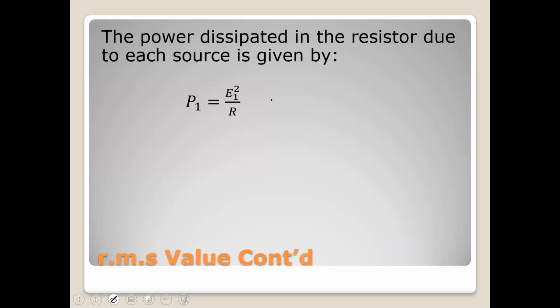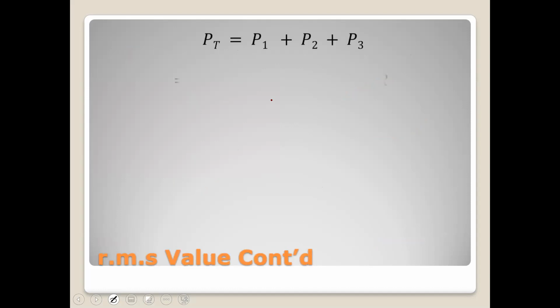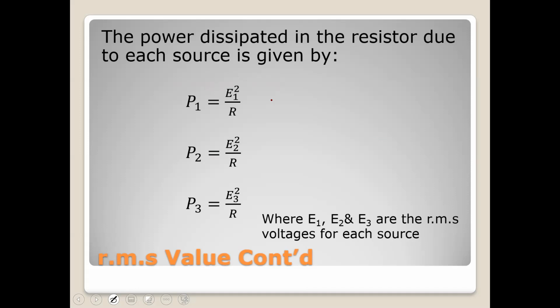So the power dissipated by each of the sources will be given by P1, P2, and P3, which is E1 squared over R, E2 squared over R, and E3 squared over R. And so we can now add these. All right, we can add these. So PT is equal to P1 plus P2 plus P3. And there's a point that I missed here that is important. E1, E2, and E3 represent the RMS values of each of the sources, yes?